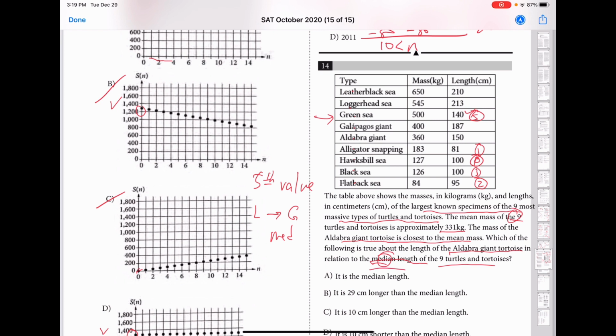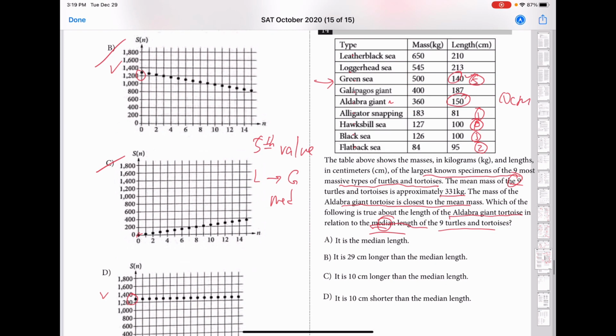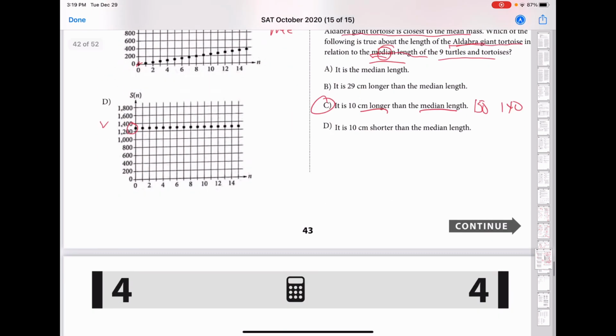And the median was 140. And what are we asking about? The Aldabara. All right, the Aldabara is 150. So there's a difference of 10 centimeters. Aldabara is 10 more. Which of the following is true about the length of the Aldabara? It is 10 centimeters longer than the median of 140 because it's comparing 150 to 140. So the answer is C for number 14.